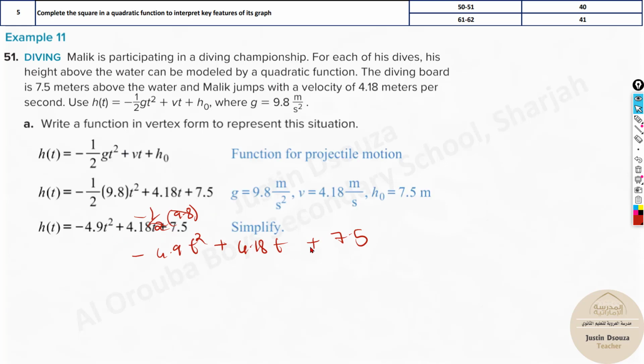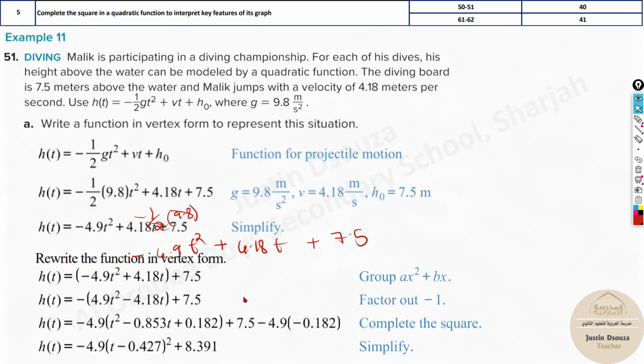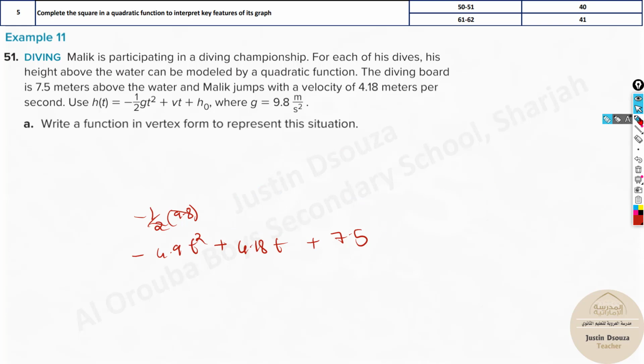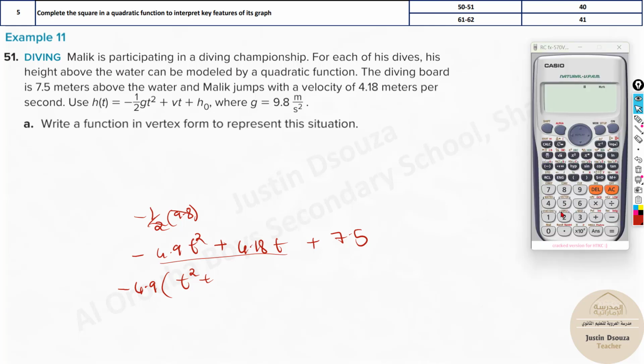Once you get the function, you can do the completing the square method just like what we have done a while ago. You have to take this common out. Let me do this over here, only for the first two terms. Take negative 4.9 common outside, so you are remaining with t squared plus, what is 4.18 divided by 4.9? You can just use the calculator. 4.18 divided by 4.9 is 0.85.